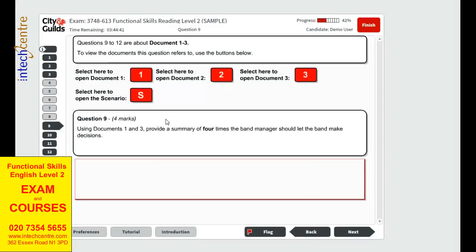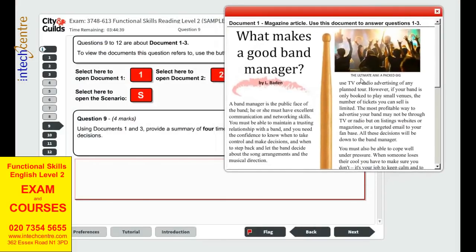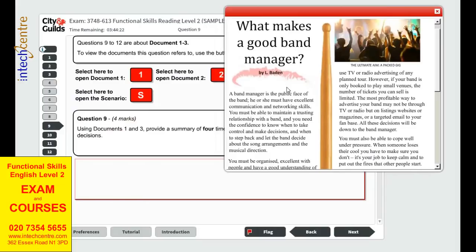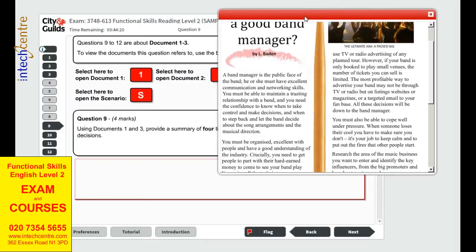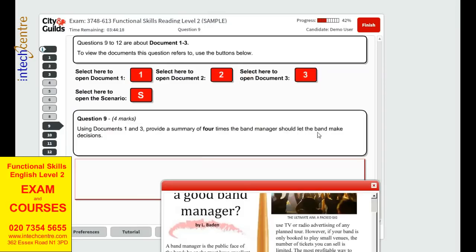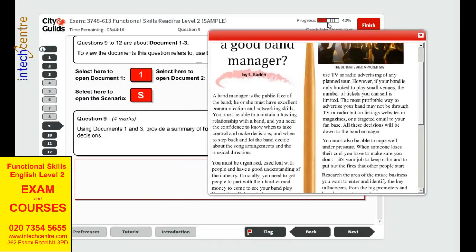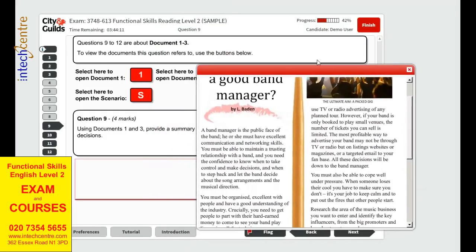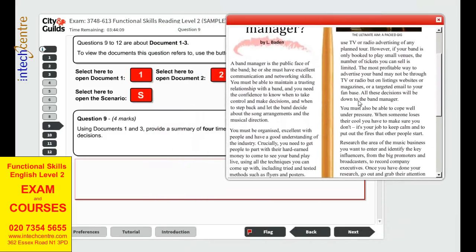Okay, so let's open document 1. Let's have a look. Summarizing information that the band manager should. So summarizing allows you to extract the most important points from a text and rewrite them into your own words in a shortened form. Summarizing information is definitely a question that will come up in the exam. So please do revise your knowledge of this. Highlight the keyword in the question, and you should be able to find the answer. So the four times when the band manager should let the band make decisions. Let's see what we can find.